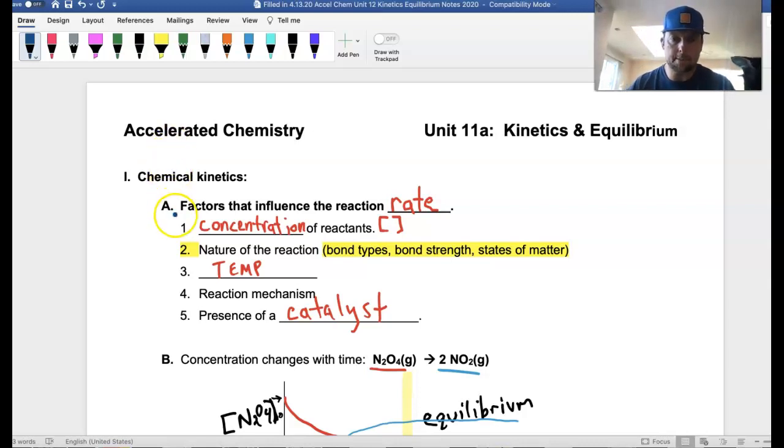First, we talked about the factors that influence the rate of reaction. One, we talked about concentration. The second one, a slight change, is the nature of the reaction. So if you have a single bond versus a double or triple bond, how strong those reactions are, whether they're ionic or covalent, and also the state of matter that those are in, a gas versus a solid and a liquid, and the size of the particles are all important.